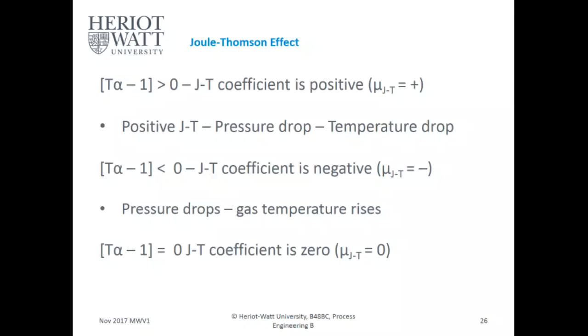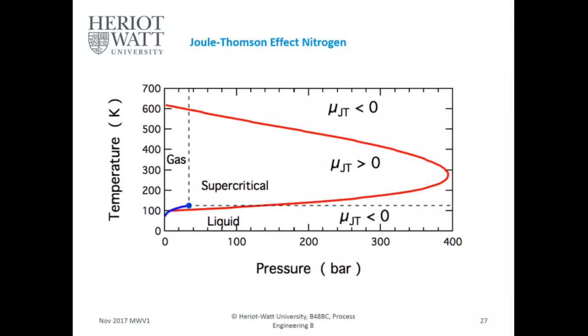If T alpha minus 1 equals 0, then the Joule-Thomson coefficient is also 0. I'll show you on the graph what that means, but this is the point where the sign changes. So any gas can have a positive and a negative Joule-Thomson effect at a specific pressure and temperature. So for nitrogen, at temperatures over 600, at its supercritical phase.